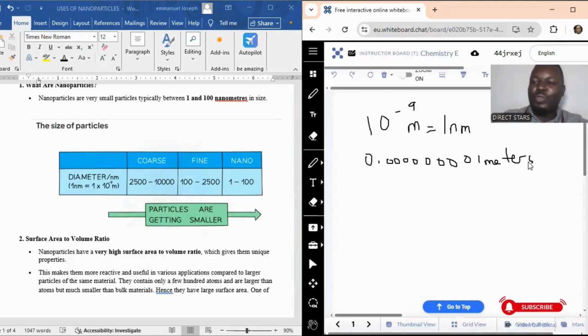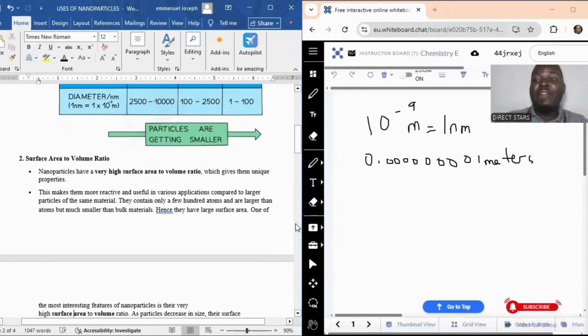What this means is they are so minute, so small. You can look at what 1 meter is and what 1 nanometer should be. It's so small. And this small size gives it the opportunity to have a very large surface area to volume ratio. So this gives it unique properties. It makes them more reactive, more useful in various products.